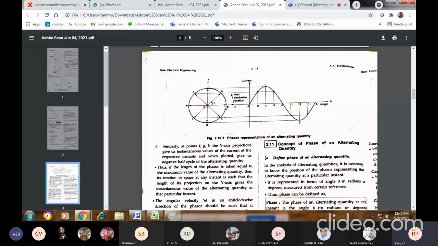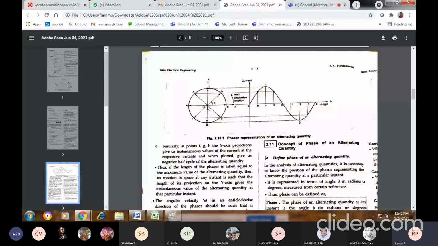Assume this is a clock. If it is moving from C to B, B to A, it is the clockwise direction. If it is moving in the opposite direction, from A to B, B to C, D, E, F, this is called the anti-clockwise direction. Whenever you consider the phasor diagram, it should move in the anti-clockwise direction. At instant A, as my current is 0 and my angle is 0, I will take it as my reference plane.